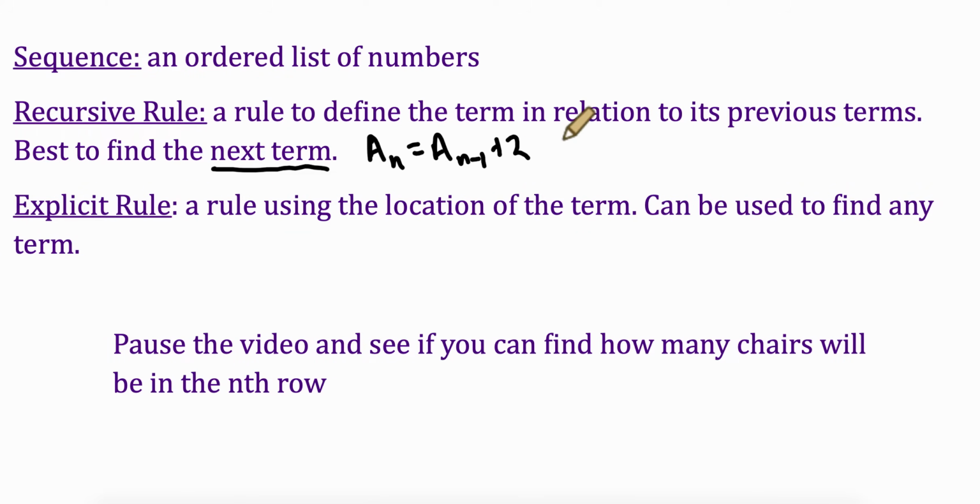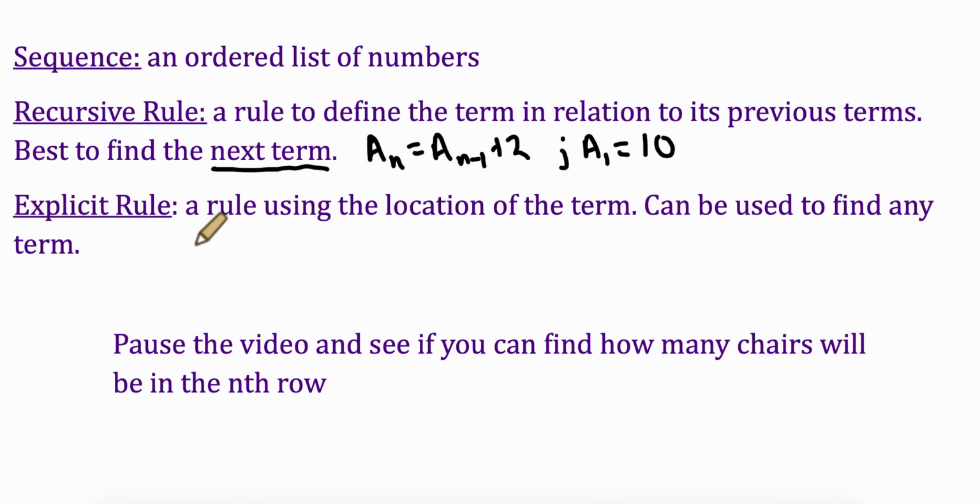Now we have to understand also that it makes a difference what our first term is. Our first term in this case was 10. The first row had 10. And that's awesome. Recursive rules are very cool. It helps you get to the next term. Now, honestly, getting to the next term at this point in your mathematical career probably isn't too difficult. All right? So let's talk about the next one.